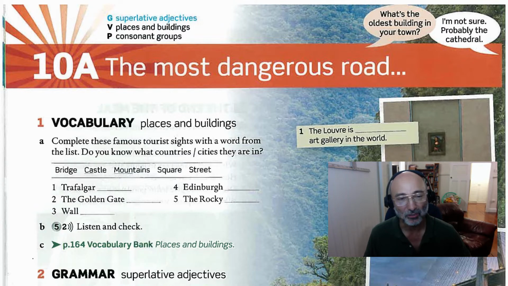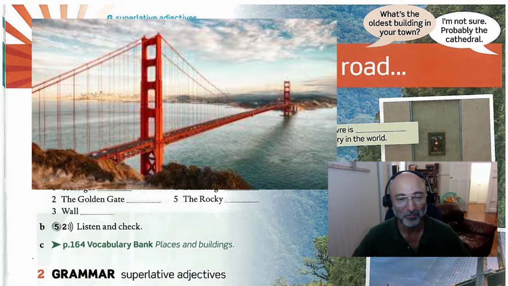Let's match the words in the box with the numbered beginnings. So for example, number 2 is probably the easiest. The Golden Gate what? The Golden Gate Bridge, castle, mountains, square, or the Golden Gate Street? Well, of course, it's the Golden Gate Bridge. Now you try to match the others. Stop the video to give yourself time to do this task, and then restart when you are ready.